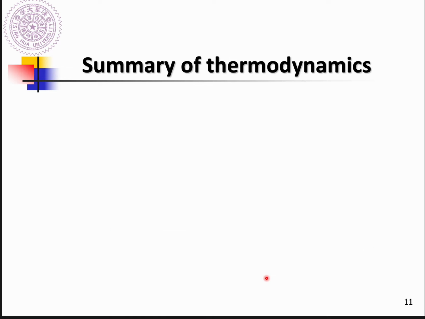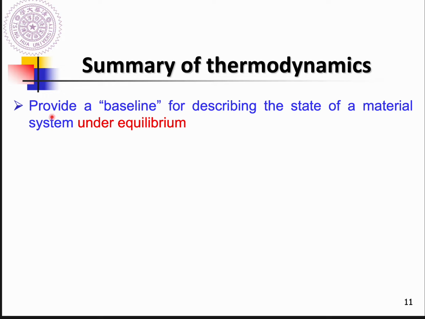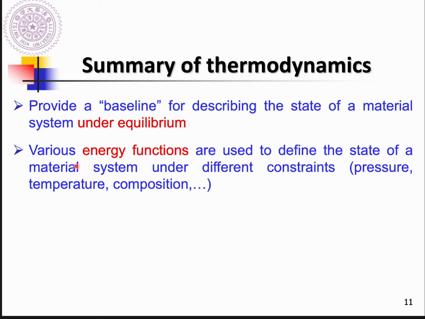Okay, so I'm going to give you a summary of thermodynamics. Thermodynamics provides a baseline for describing the state of a material system under equilibrium. So it helps you define the equilibrium state of your material system. And we can use various types of energy state functions to define the state of your material system under different parameters or constraints, including pressure, temperature, composition, defect, or charge state, and so on.